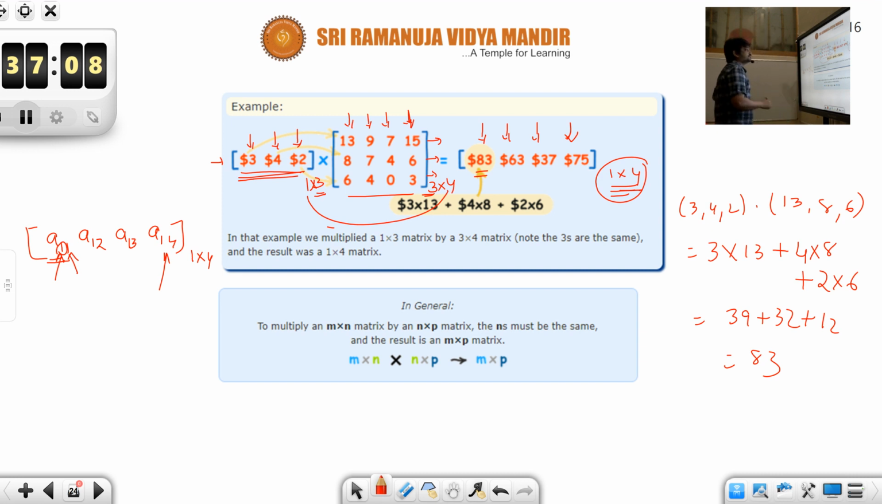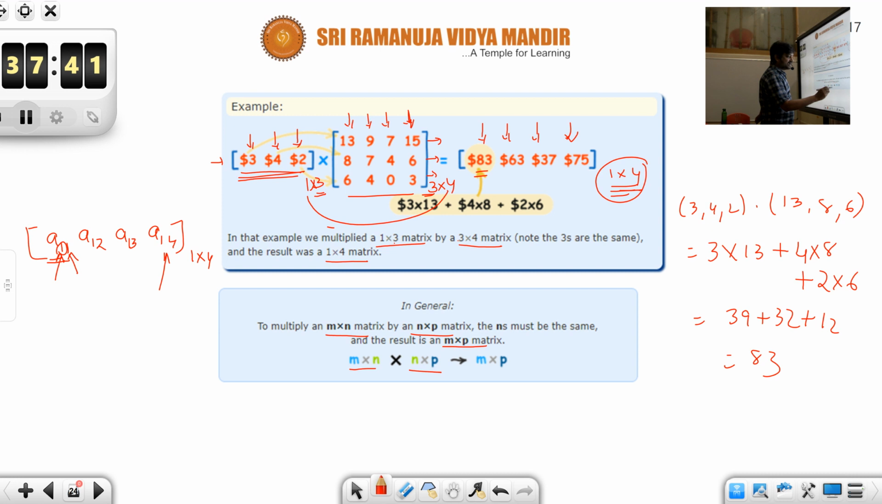Don't get confused. In this example, we have multiplied a 1 by 3 matrix with a 3 by 4 matrix. Note the 3's. They are the same. That is the reason we are able to perform the multiplication. And the result was a 1 by 4 matrix. These 3's get squeezed and we are left with a 1 by 4 matrix. So in general, to multiply an m by n matrix by an n by p matrix, the n's must be the same. If they are the same, then you can squeeze them and you will be left with an m by p matrix.